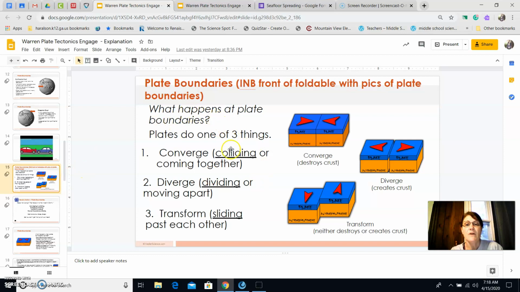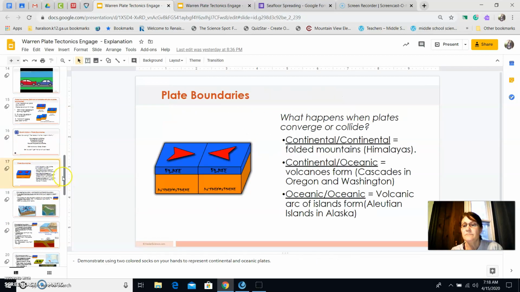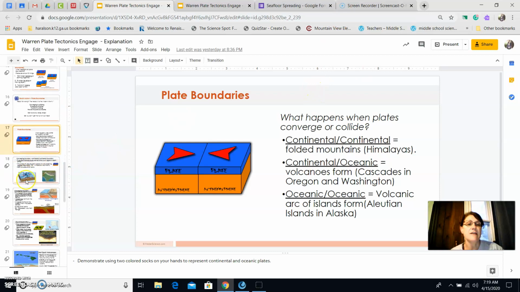What happens at plate boundaries? There's three types of plate boundaries. They collide, they divide, or they slide past each other. Then it tells you when they collide what type of crust collides together and what it creates. So if you have a continental crust that converges or comes together with another continental crust, you create mountains. So make sure you read through that information.